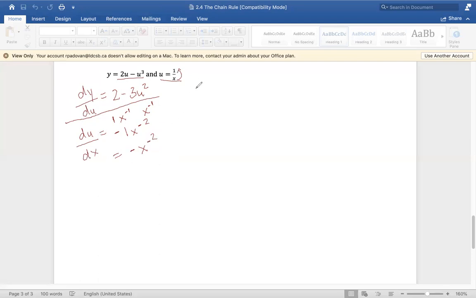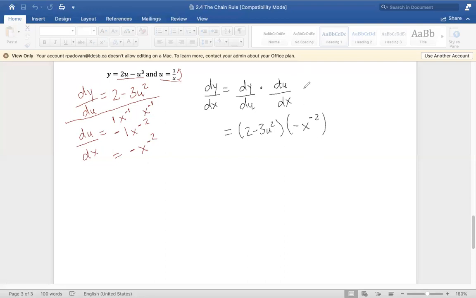So now to get the derivative, again, this was already written out before in the last video, dy dx is going to be dy du multiplied by du over dx using Leibniz's notation. So let's just write down what we have. The derivative of y with respect to u is in brackets 2 minus 3u squared. And I'm going to multiply that, so I might as well have another bracket there, by du dx, which is negative x to the exponent of -2.